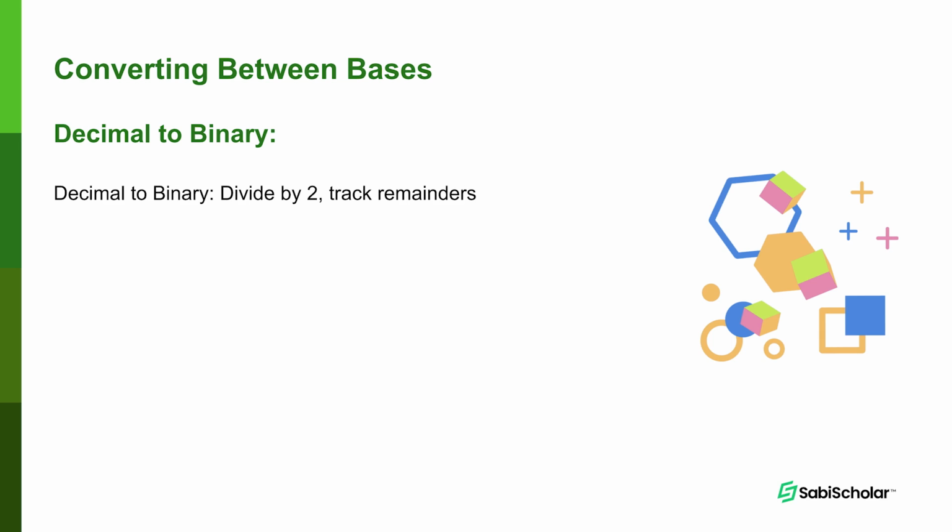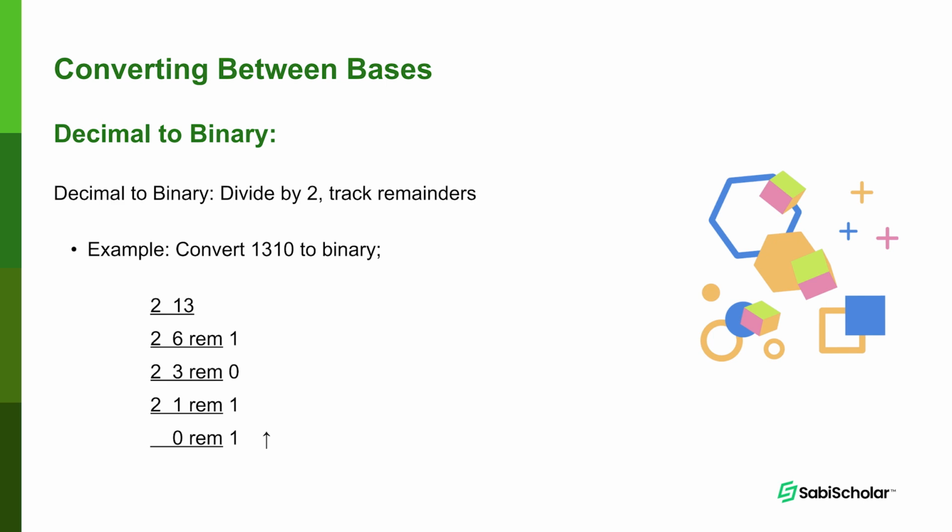So let's do that. Let's convert 13 in base 10 to binary. That is, we want to convert 13 in base 10 to base 2. So we divide 13 by 2. That is going to give us 6, right? 13 divided by 2 is 6, and a remainder of 1. You can see that we are tracking the remainder, right? Remainder 1. Then we'll continue again.